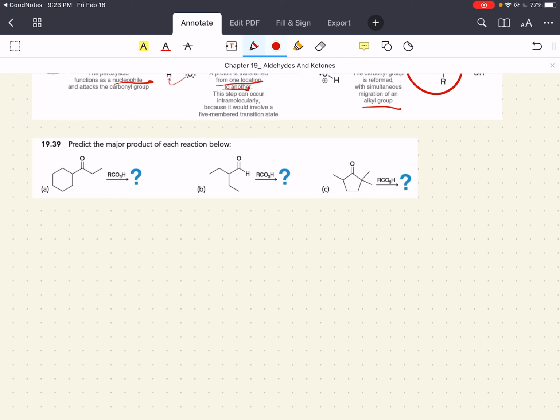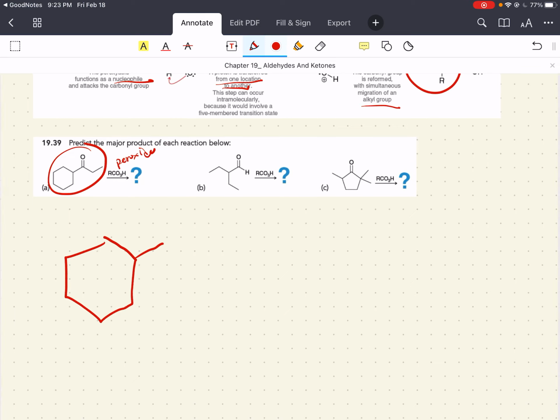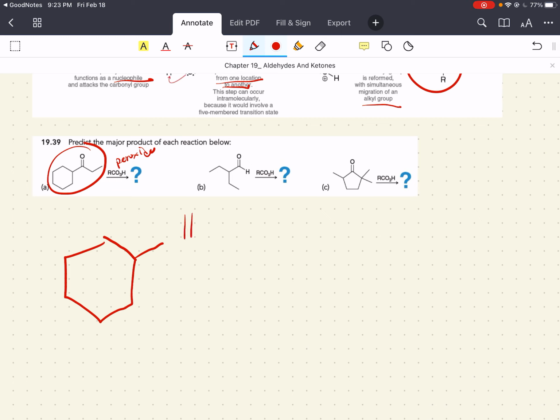You have this starting ketone. Here's your peroxide, you're treating this with a peroxide. So now the question you should ask is, here is my molecule. This is a non-scientific way of drawing this, really. Here is the site where my carbonyl is. I'm going to draw two empty sites to this molecule.